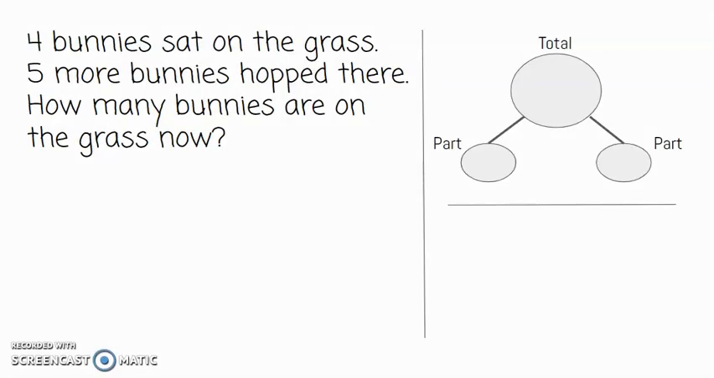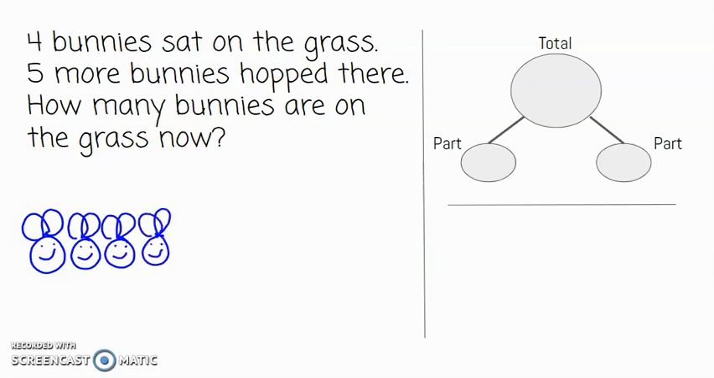In this first example, I'm going to begin by reading the problem. 4 bunnies sat on the grass. 5 more bunnies hopped there. How many bunnies are there on the grass now? As I reread, I'm going to start drawing out different parts of the problem. To help students begin bridging moving from concrete objects to representing objects, it's perfectly acceptable early on for students to draw pictures to show the objects. In this example, I'm going to draw out 4 bunnies. And then I'm going to show that 5 more hopped over.